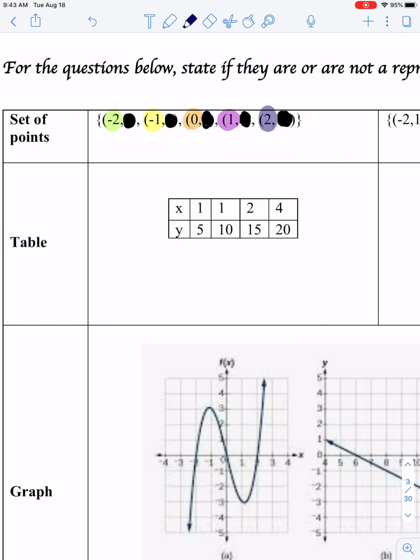And this right here is 2. Again, all of them are different. So this is a function. And my reasoning behind it is because x's don't repeat.